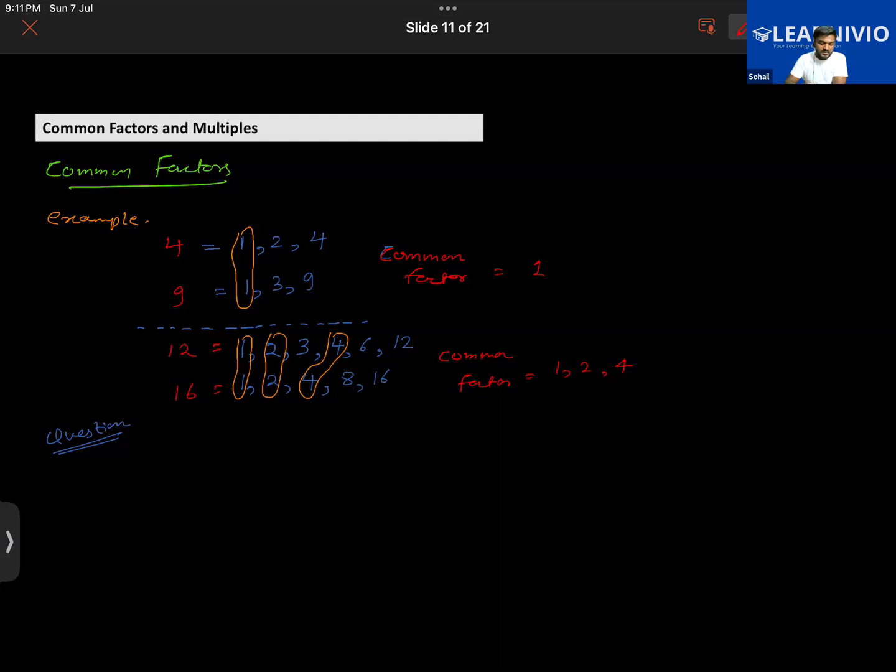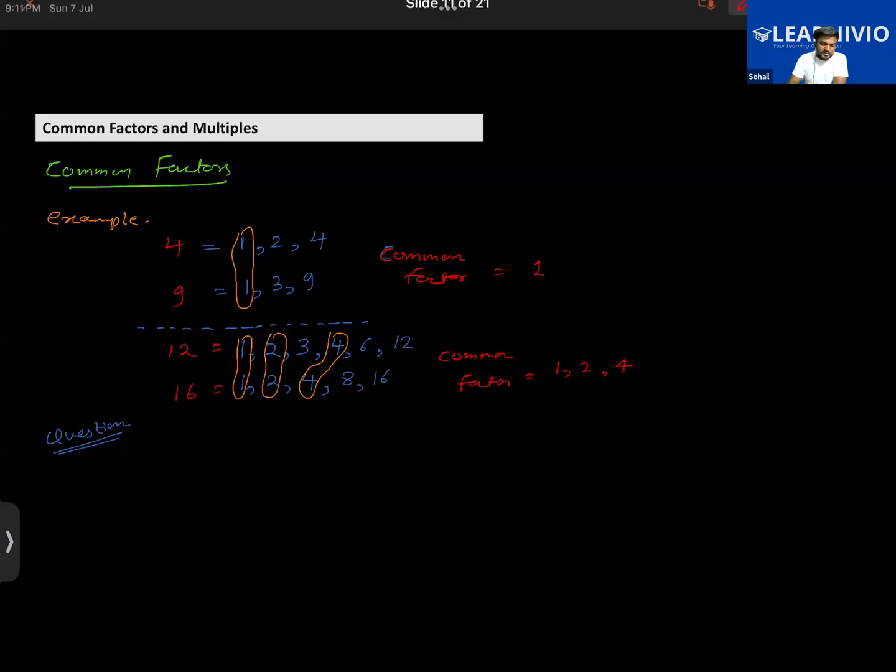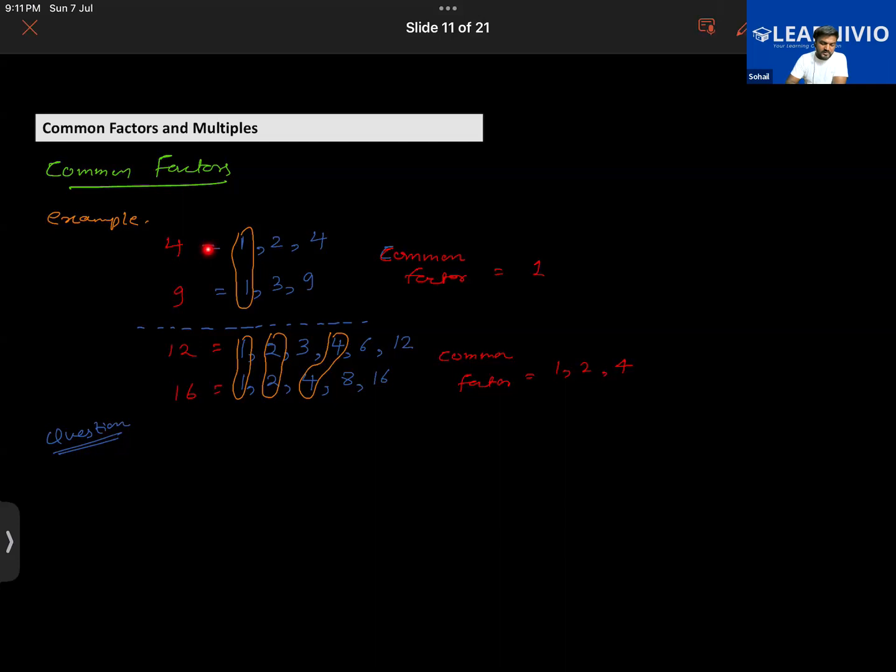Okay. See, basically, when you have any two given numbers like 4 and 9, you write down the factors of the given numbers. For 4, the factors are 1, 2, and 4. The factors of 9 are 1, 3, and 9. So 1 is the factor common for both the numbers. So it's a common factor. Similarly, for 12 and 16, the factors are 1, 2, 3, 4, 6, 12, and 1, 2, 4, 8, and 16. The numbers 1, 2, 4 are common factors of both the given numbers. So that is what a common factor basically means.